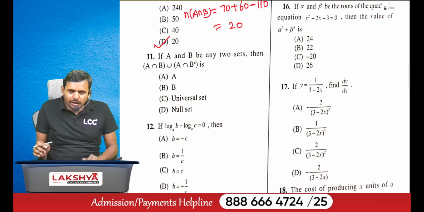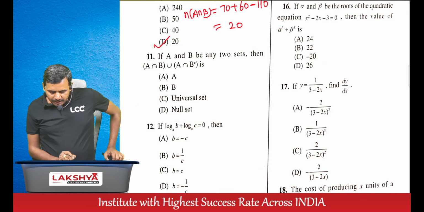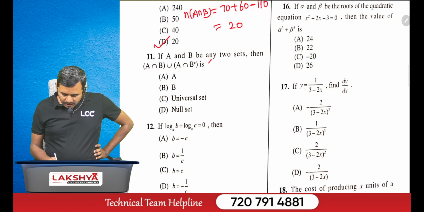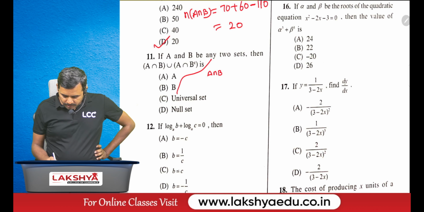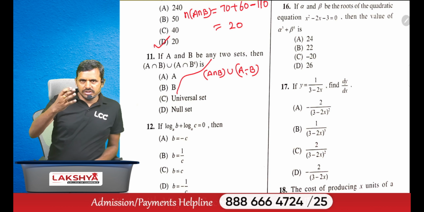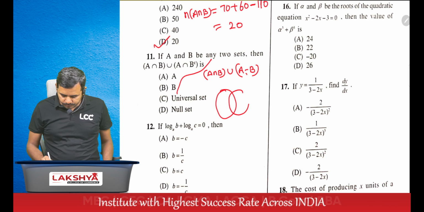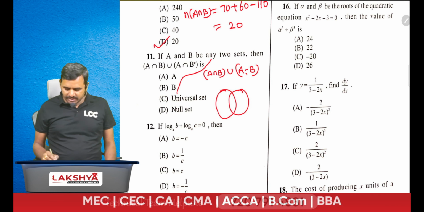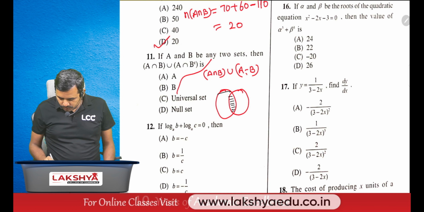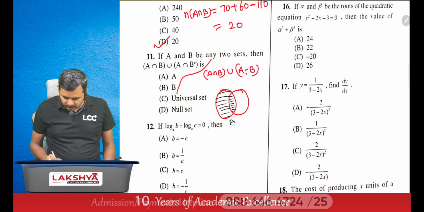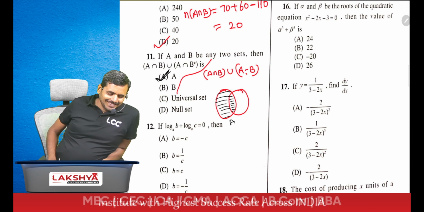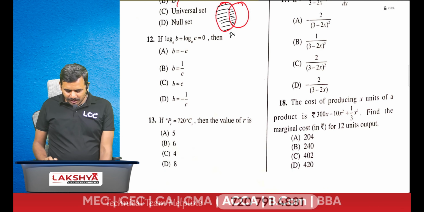Next, see problem number 11. A and B are any two sets. Then A intersection B union A intersection B complement. See, listen carefully. A intersection B union with A intersection B complement means A minus B. Now see the Venn diagram for these two parts. First of all, I am going to shade A intersection B. This is the A intersection B part. A minus B means only A. The only A part is this one. While combining this one, this is nothing but only A. Hence the right answer is option A.